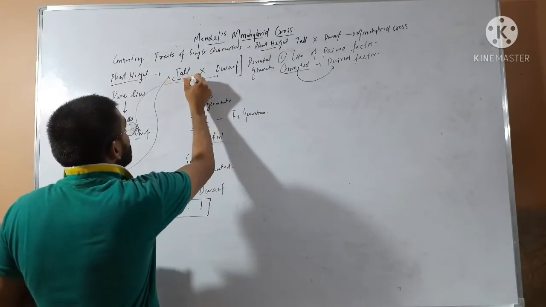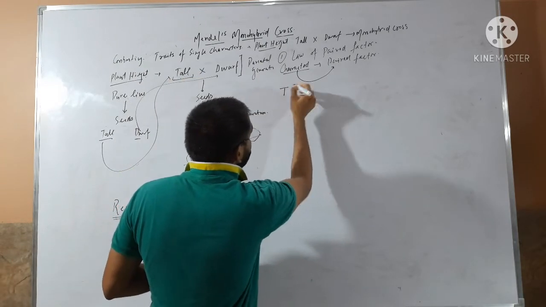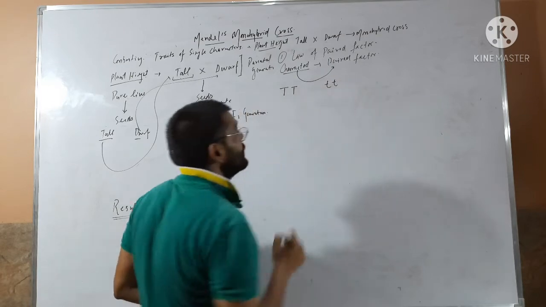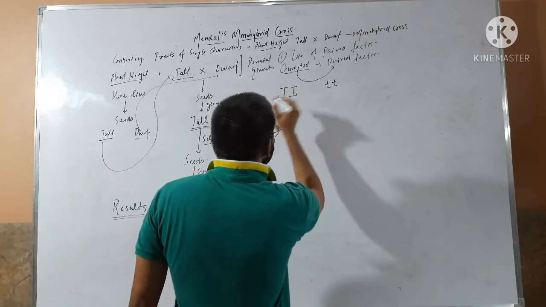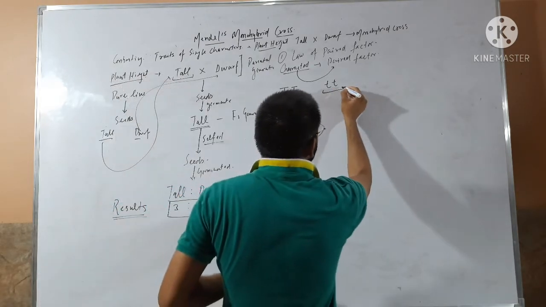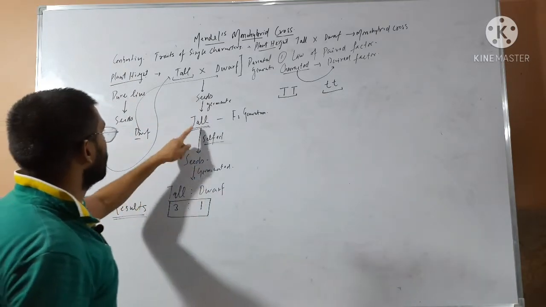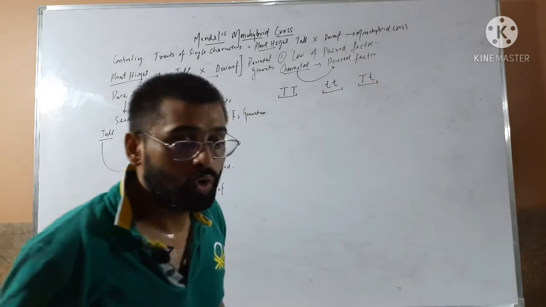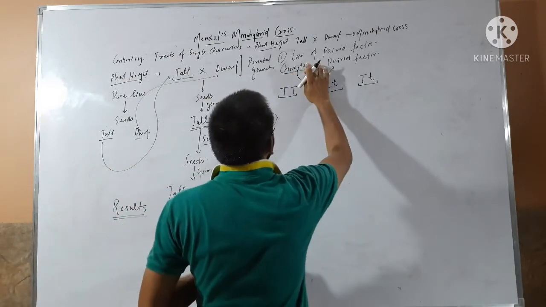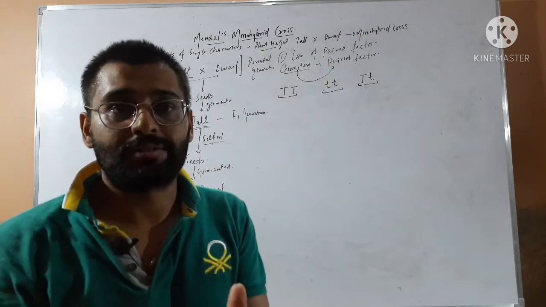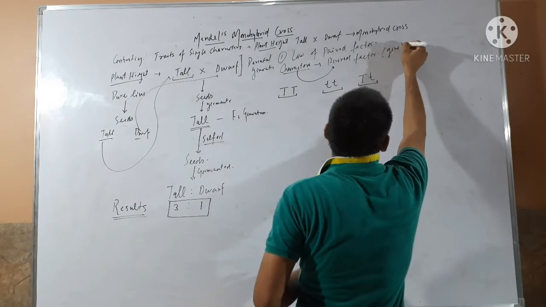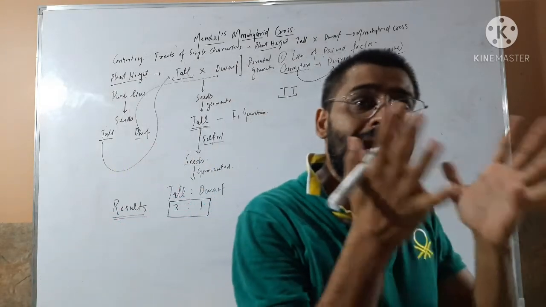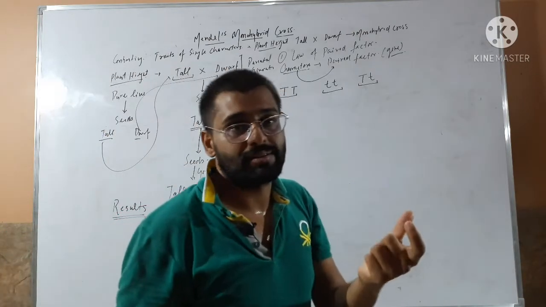For example, here this pure tall plant has two factors, capital T, capital T. And this dwarf plant, because this is pure line, has two factors, small t, small t. So a character is controlled by paired factor. In case of hybrid, or you can say this F1 generation, it will be capital T and small t. Characters are controlled by factors, or you can call it gene, although Mendel did not call it gene, Mendel called it a factor. So every character is controlled by a factor, and these factors are in pairs in an organism.